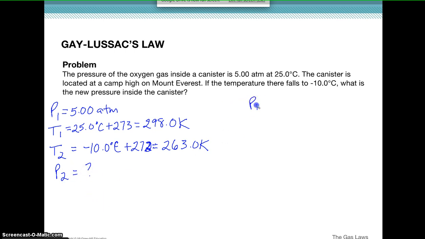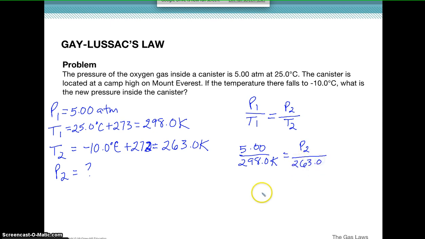All right, Gay-Lussac's law, P1 over T1 equals P2 over T2. Okay, so P1, 5 atmospheres. T1, 298.0 Kelvin. P2, that's what we don't know, so that's our variable. And T2 is 263.0 Kelvin. So, multiply by 263, use your math, solve for P2, which will be 4.41 atmospheres, keeping our 3 sig figs. So as the temperature went down, so did the pressure.